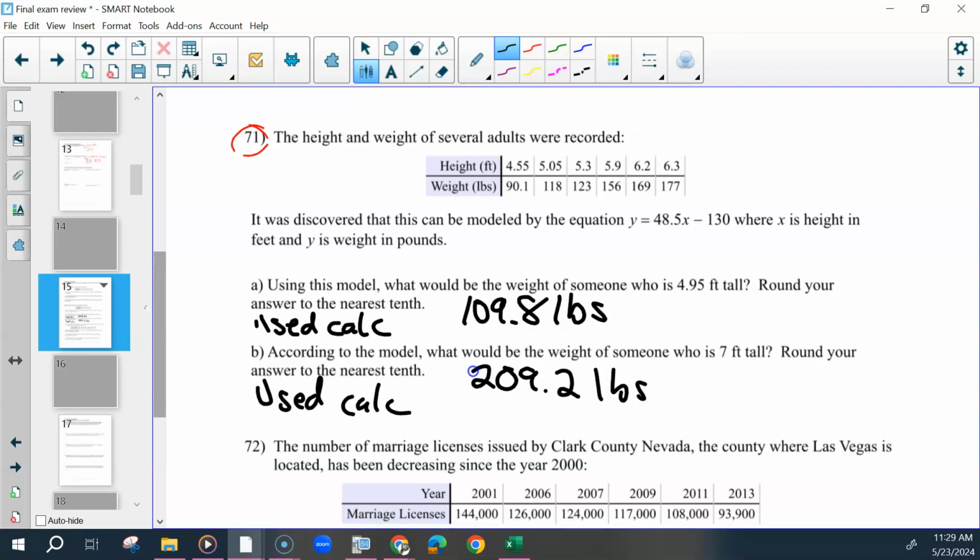Other linear regression questions? Then word problems on the next page. Any questions?